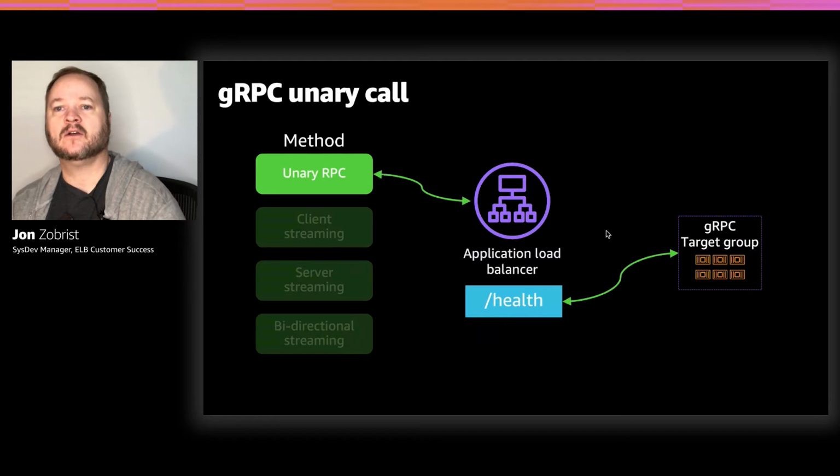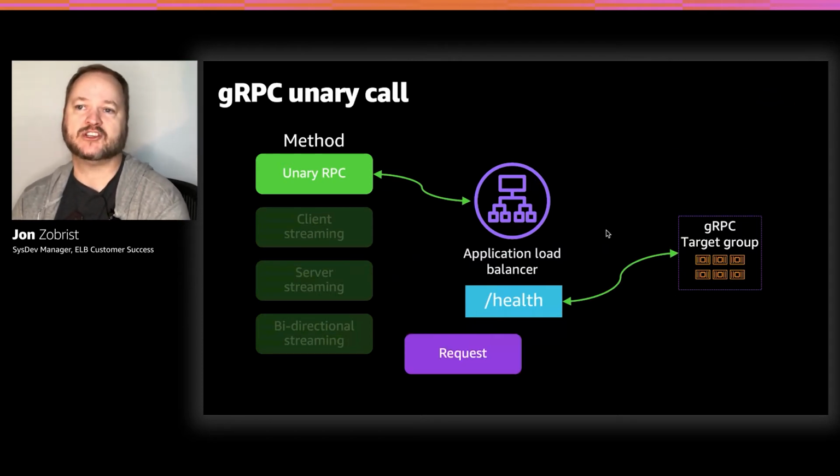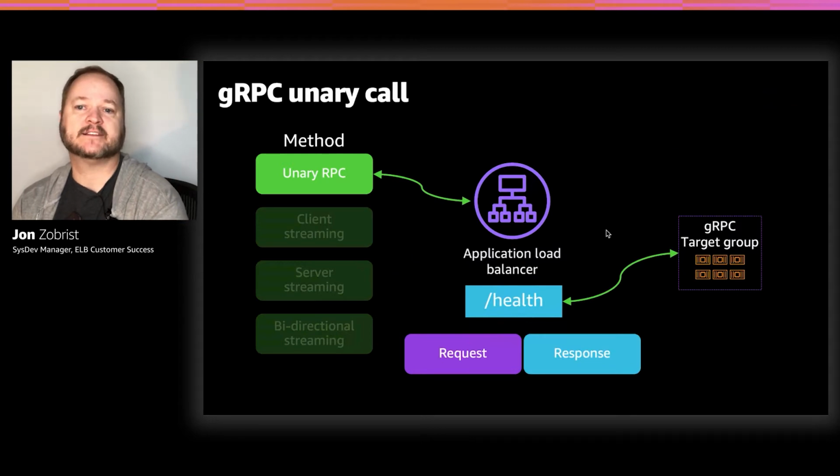A unary call looks like a single HTTP request. In this case, we do /health as an example, like a health check. It could be other information that the client is requesting. The client is going to send one request, and the target is going to send one response back.